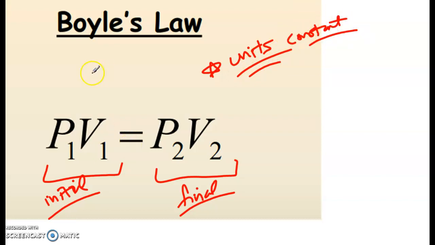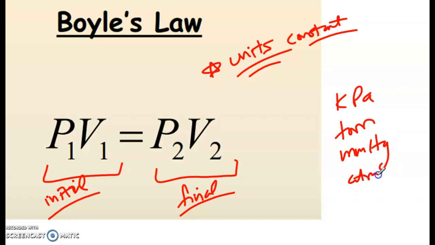So what that means is if your volume is in milliliters initially, it needs to be milliliters finally. If it's liters, it has to be liters. Whatever the unit is on one side of this equation, the unit must be the same on the other. So more importantly, that goes for your pressure. So remember, pressure comes in a whole bunch of different units, right? kPa, we have torr, we have millimeters of mercury, and then we have atmosphere.